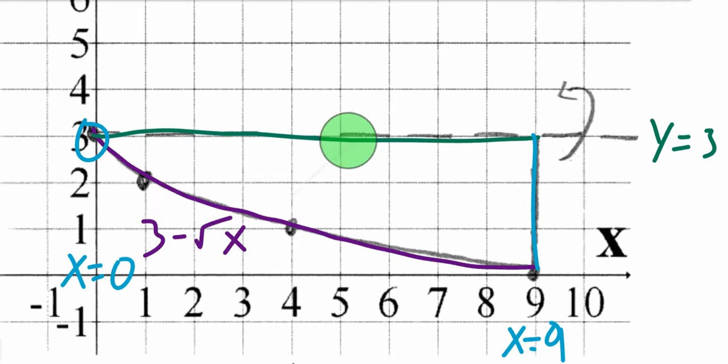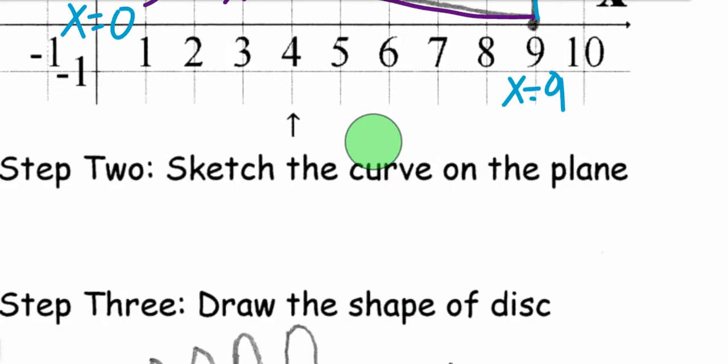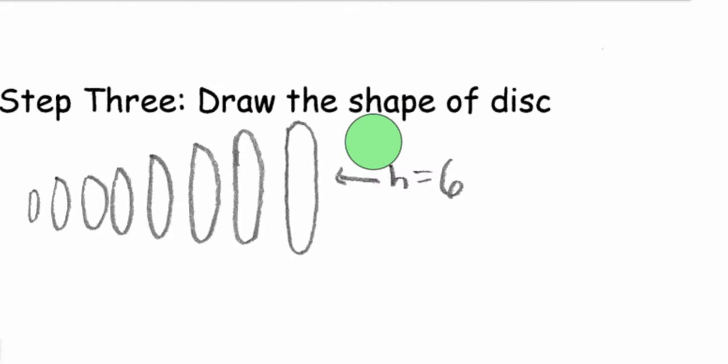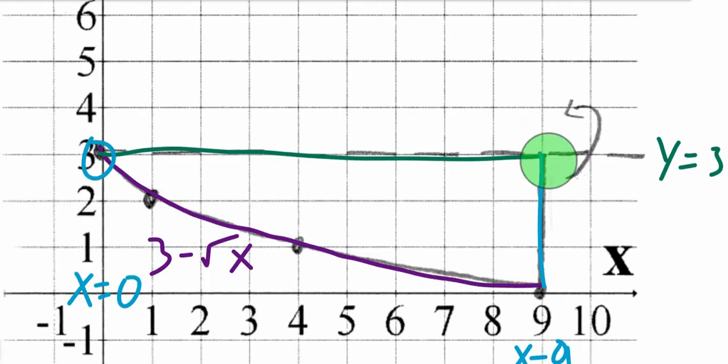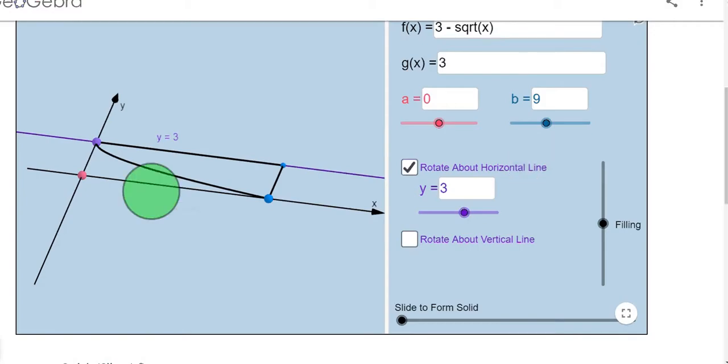This is 3 minus square root of x, and this is y equals 3. Y is by itself. This is what our disk is going to look like. So for step 3, we're just going to basically draw the shape of the disk, kind of like we did when we drew the cross sections. We can see that our very last disk is going to have a diameter of 6, right? A radius of 3. That kind of brings us to visualizing what this looks like. Again, I'm going to be using an app created by Tom Brzezinski. Thank you for making this app.